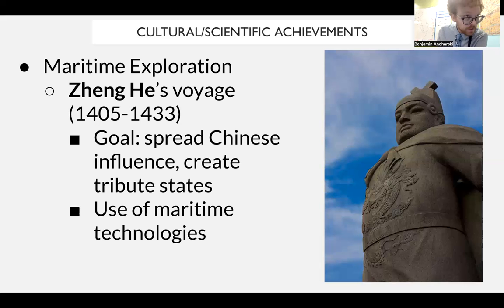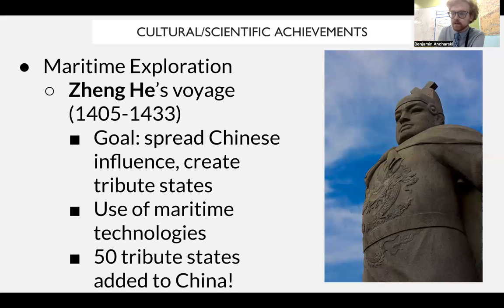utilizing the astrolabe. And guess where the astrolabe is from, my friends? From the Middle East, from the Islamic world. That's going to be used by the Chinese. The Chinese are also employing their improved compass technology. They're going to employ their improved shipbuilding, the junk especially.